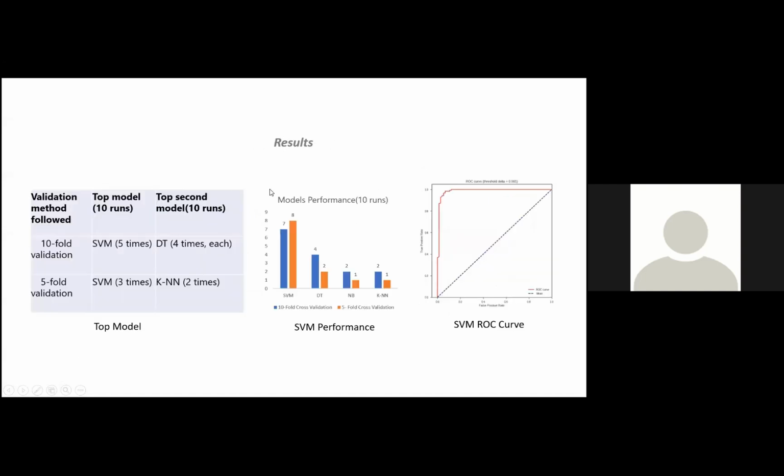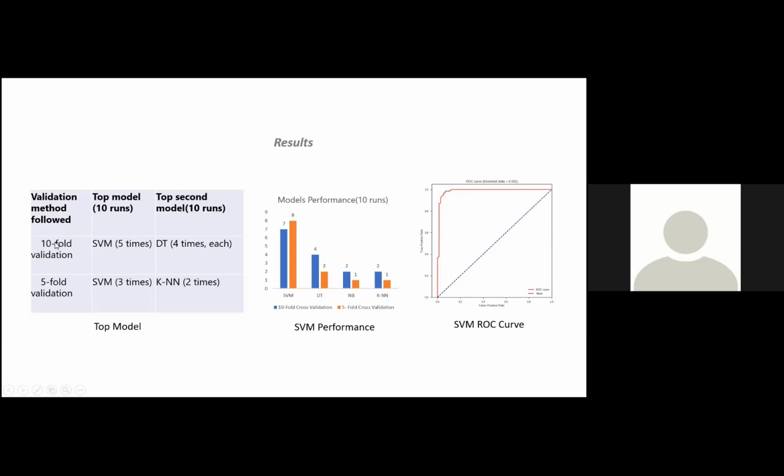Coming to the results, since we have taken custom attributes, we had seen that SVM and the decision tree performed best. We evaluated using two validation procedures, tenfold validation and fivefold validation. In tenfold validation, in 10 runs, SVM is the best. SVM came first 5 times, and the decision tree came as the topmost model 4 times.